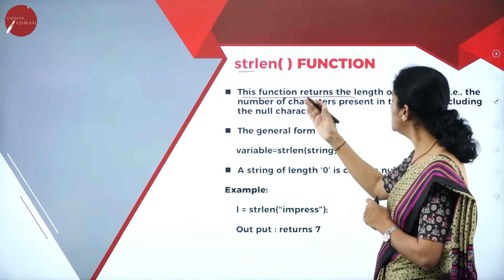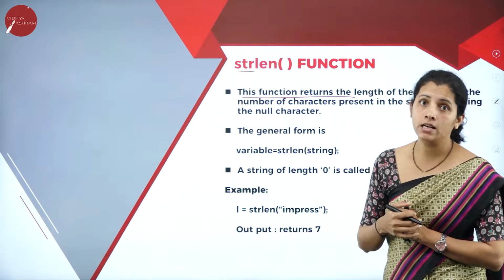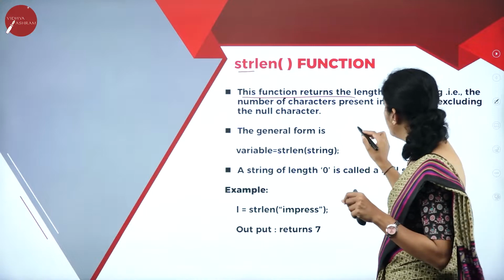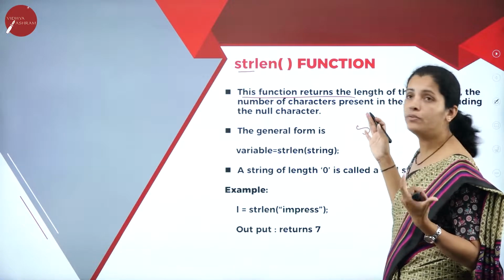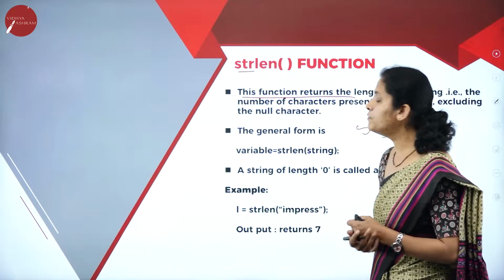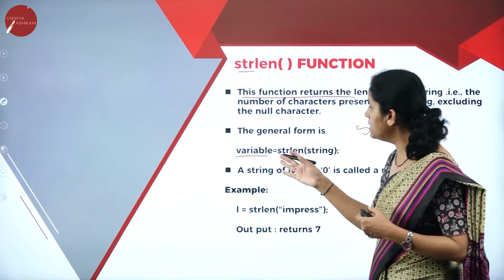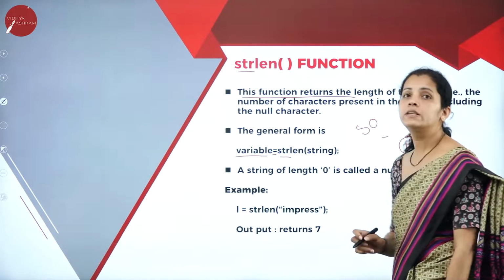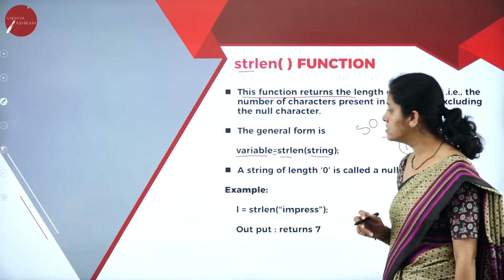So it is going to return the length of the string, that is the number of characters which is present in this string. For example, if I'm having 50 characters in my string, then it's going to return the length 50. If it is 10, I'm going to get the length 10. The general form here: first, I'm going to take one variable to store the length equal to, and I'm going to call this string length function. Along with that, I'm going to pass the name of the string.